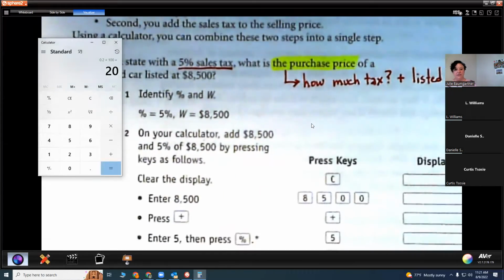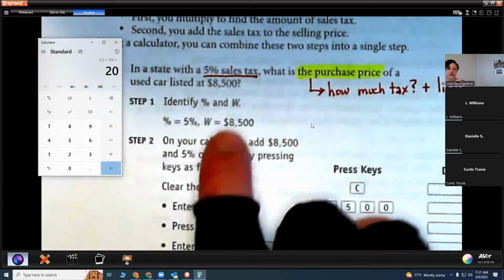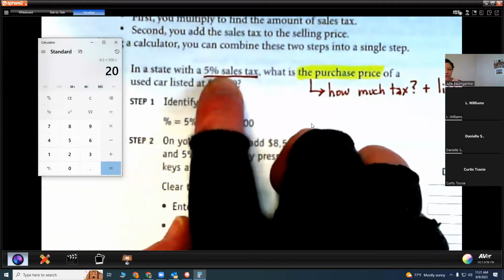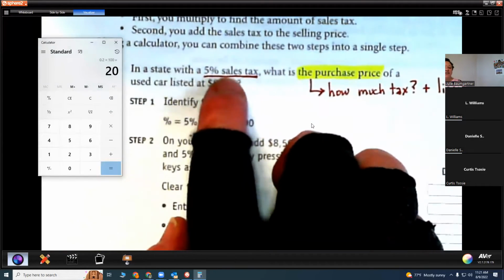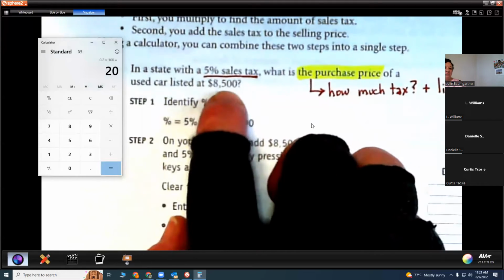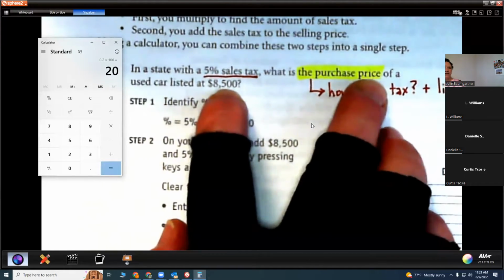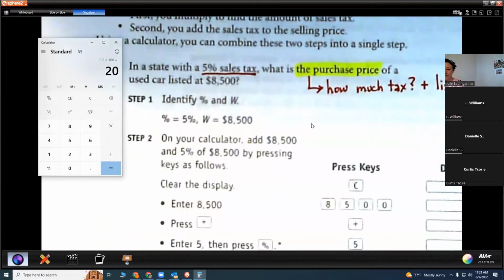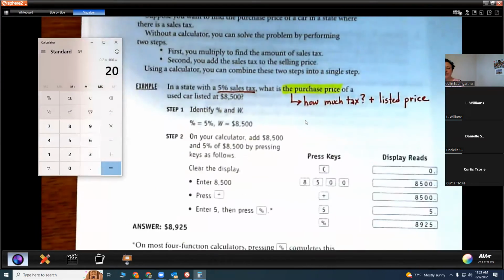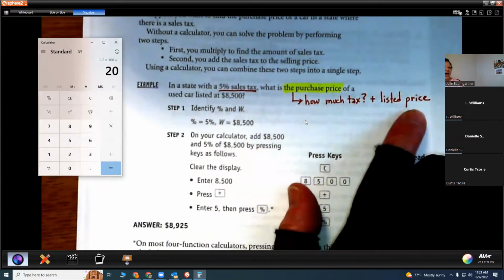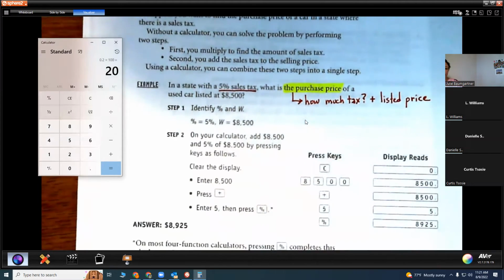Does that make sense? So we have to first use these 2 numbers, like you said, to figure out how much tax you pay. But then we have to take that amount of tax and add it back to the list price to get the purchase price. Okay. So it's just those 2 pieces. So this is step 1. And then step 2 will be adding it to get our total price.